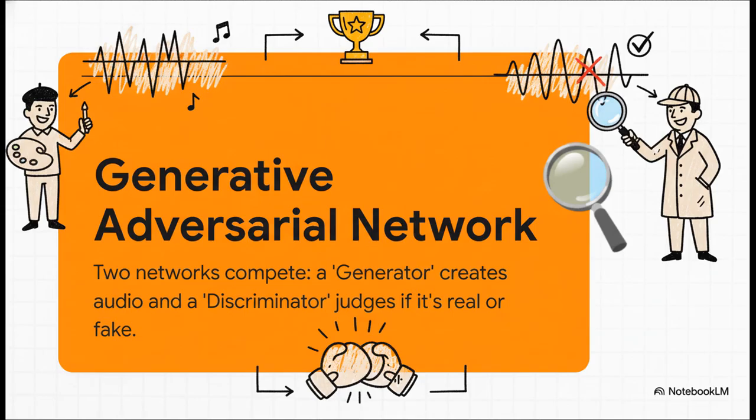Honestly, the best way to think about it is like a high-stakes game of cat and mouse. You've got two neural networks. One is the generator. Think of it like an art forger, trying its best to create a perfect, realistic piece of audio. The other is the discriminator. That's your detective, the expert critic whose only job is to spot the fake. They go back and forth, and this constant competition forces the forger to get ridiculously good.